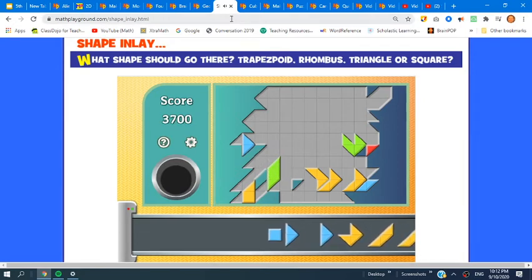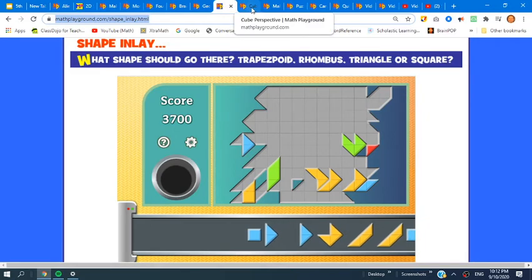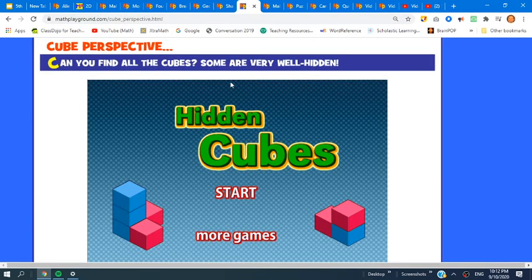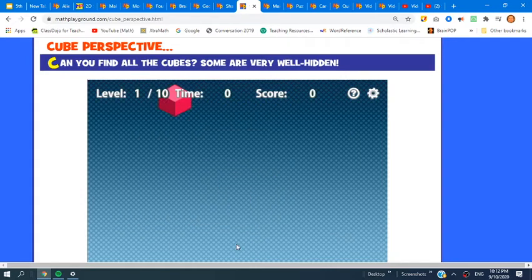All right, so you guys get the point. That'll be inside of the video later on. All right, this one's all about cubes, okay? Hidden cubes, specifically. So, count the number of cubes. Enter the answer by clicking the number on the screen or pressing the corresponding keys.